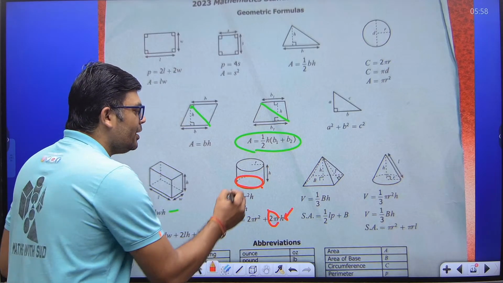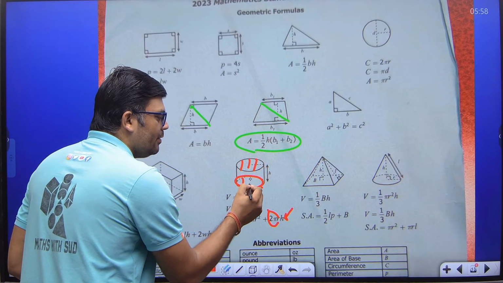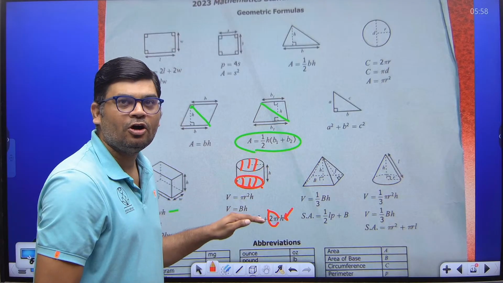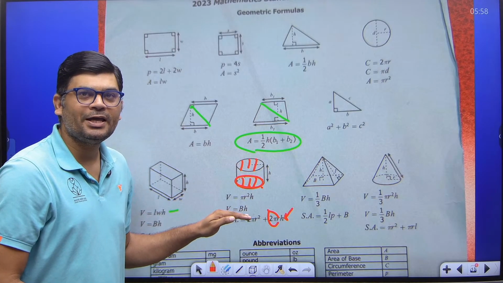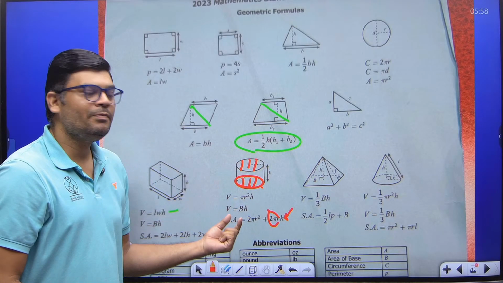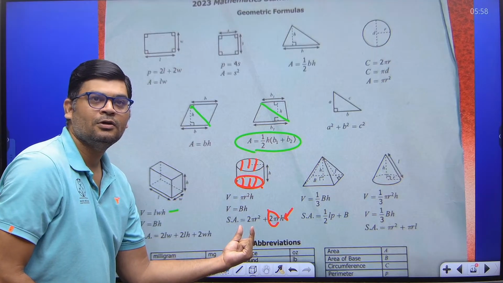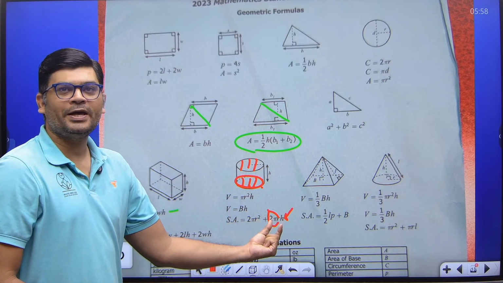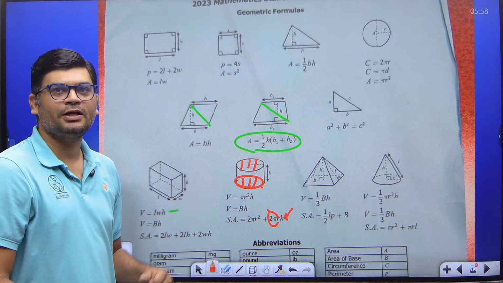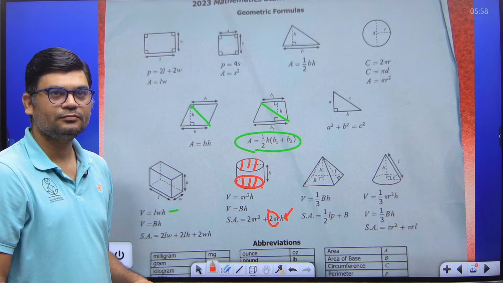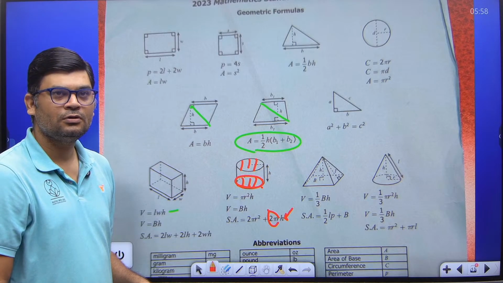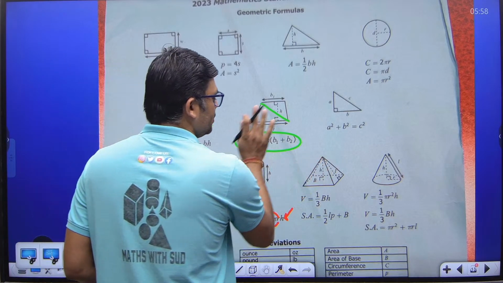Now you will have one top area as well and one bottom area as well. So top area and bottom area is how much? Pi r square, pi r square. So total area will be 2 pi r square. So 2 pi r square plus 2 pi r h. This is the surface area of cylinder. Understood?